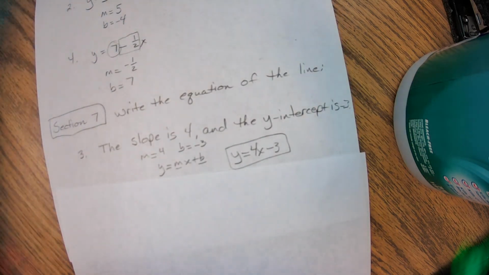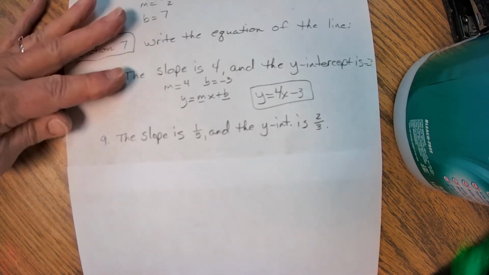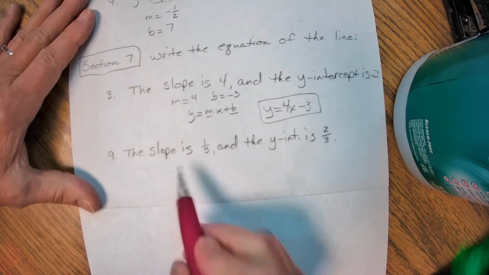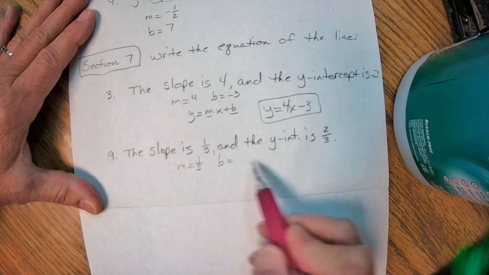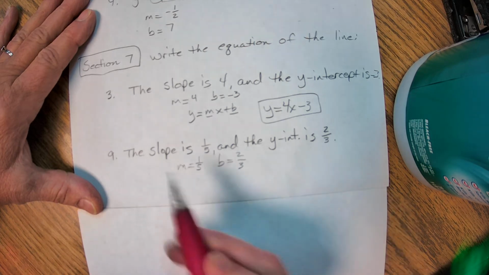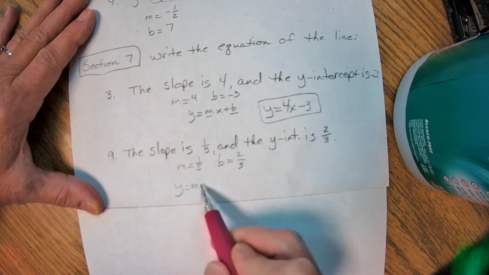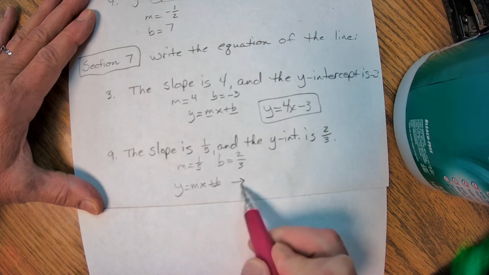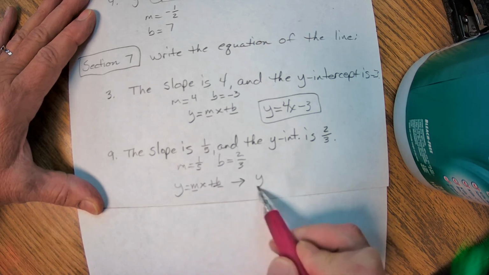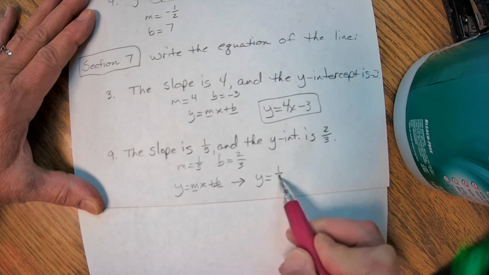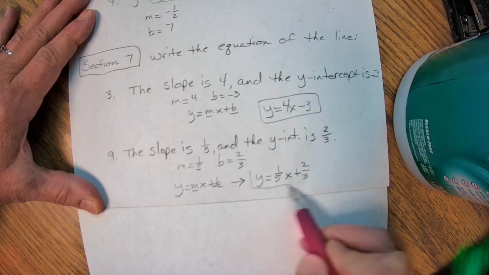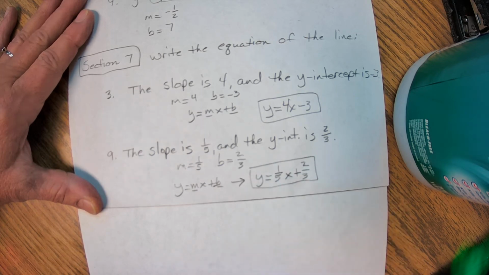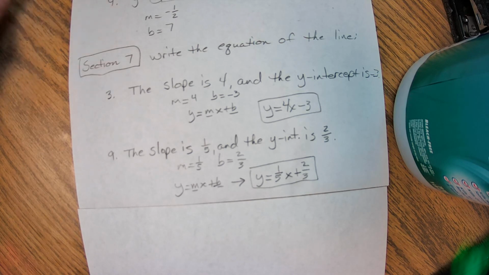The second example, which is actually number 9 from your worksheets, the slope is 1/5, and the y-intercept is 2/3. So y equals mx plus b, and we're just going to replace m and b. Y equals 1/5 x plus 2/3, and there's your answer. These sections are going to go really quick for you. 6, 7, and 8 is all you have to do this week.